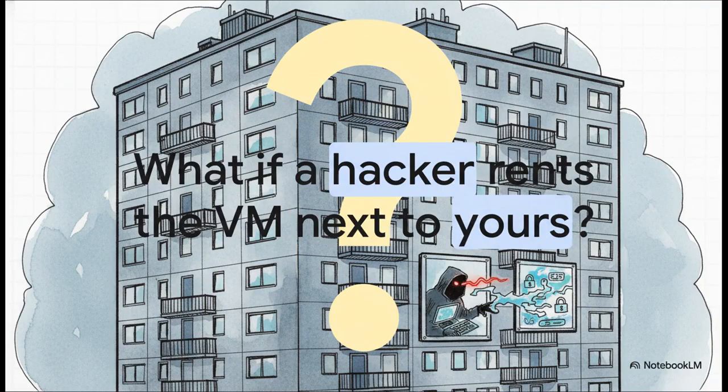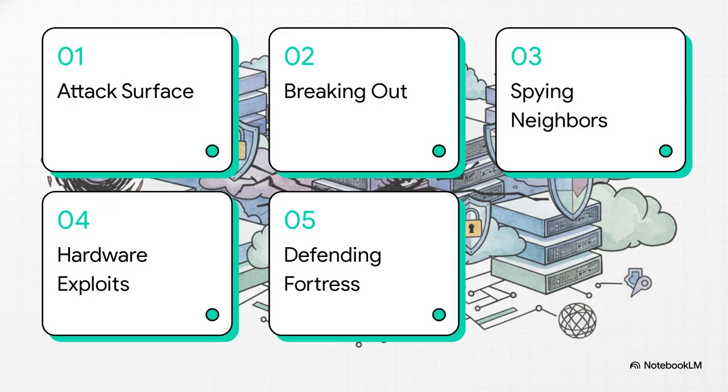Okay, let's dive right into this. We've all heard the old cliche, right? The cloud is just someone else's computer. And it's true. Think of a massive cloud server as a giant digital apartment building. You rent your space, you lock your door, you feel completely secure. But the fundamental reality of the cloud is shared infrastructure. So what actually happens to your highly proprietary data when a hacker just rents the virtual machine, the apartment, right next to yours?